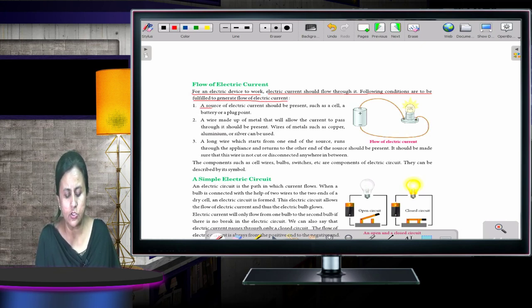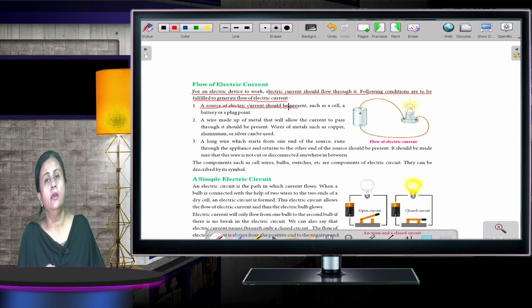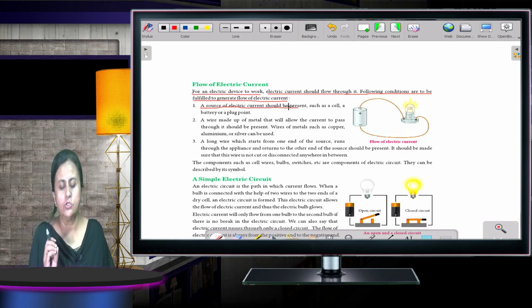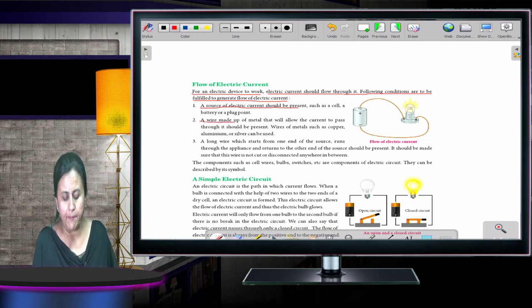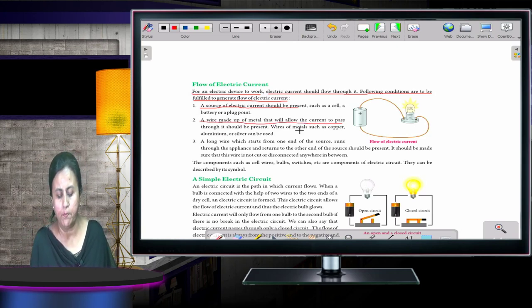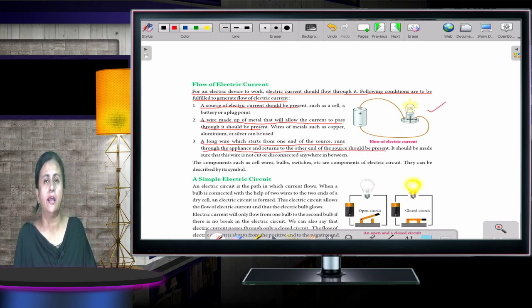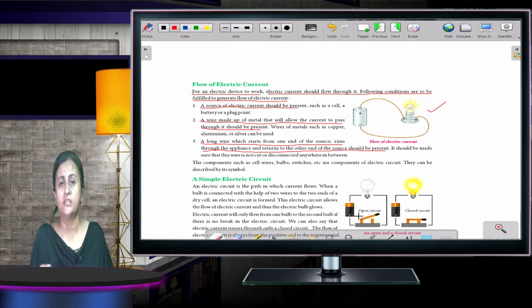First, a source of electric current should be present. Either it can be a cell, it can be anything, but a source of electric current should be present. Second, a wire made up of metal that will allow the current to pass through it should be present. Third, a long wire which starts from one end of the source, runs through the appliances and returns to the other end of the source should be present. As you can see in this diagram also, this is very simple, just go through it.